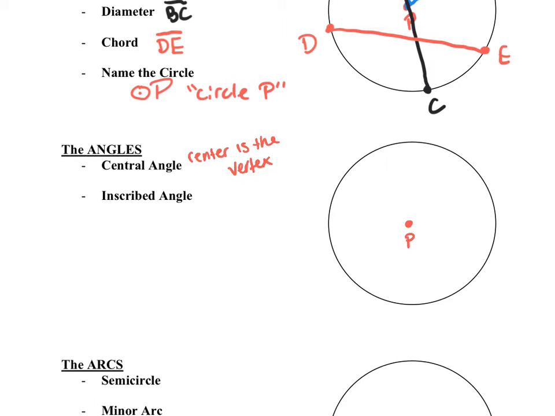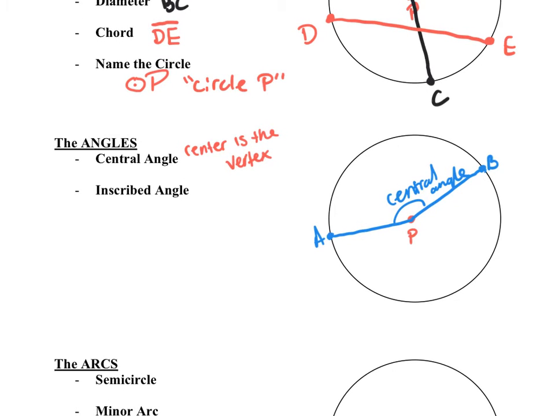If we could draw a straight line, that would be helpful. So this is a central angle, because P is the vertex. And then to name angles, the vertex has to be in the middle. So we use our little angle symbol, and then this is angle APB, because the vertex is in the middle.